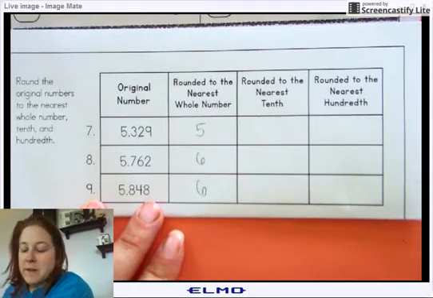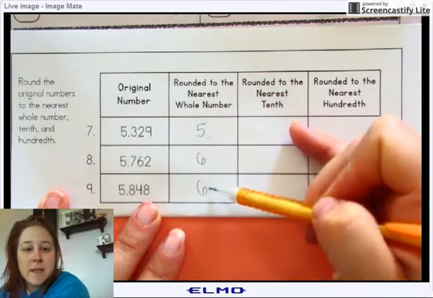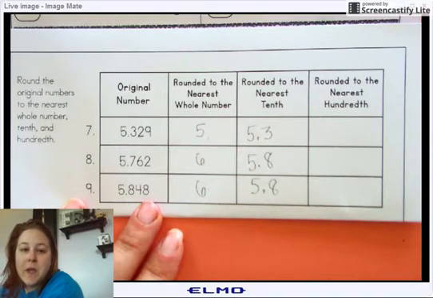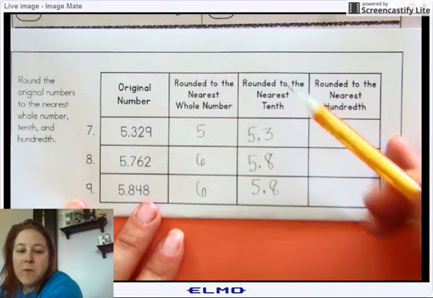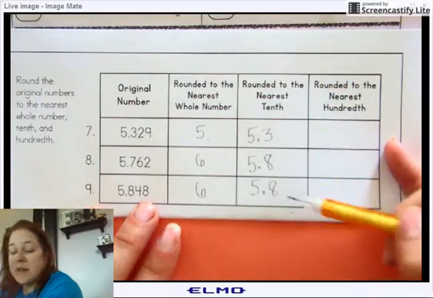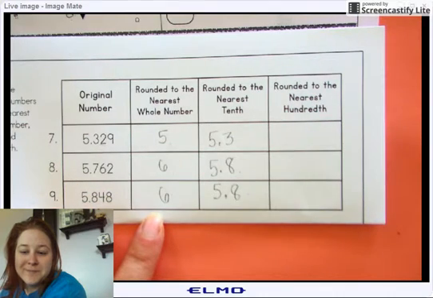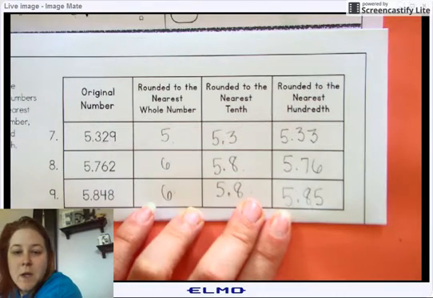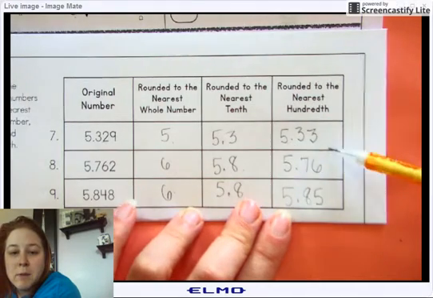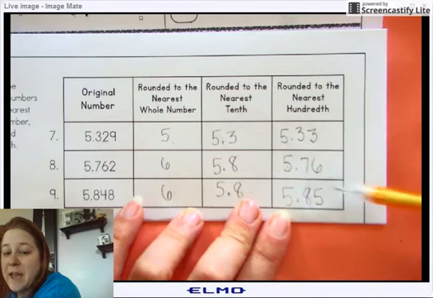For rounding to the nearest whole number, you'll notice that it's 5, 6, and 6. Take another moment to round to the nearest tenth. You'll notice that I've finished rounding to the nearest tenth, and it should be 5.3, 5.8, and 5.8. Take another minute and round to the nearest hundredth. Rounding to the nearest hundredth, this is 5.33, this is 5.76, and this is 5.85.